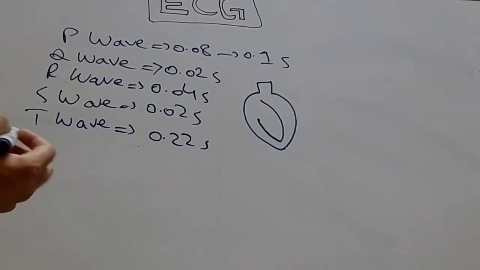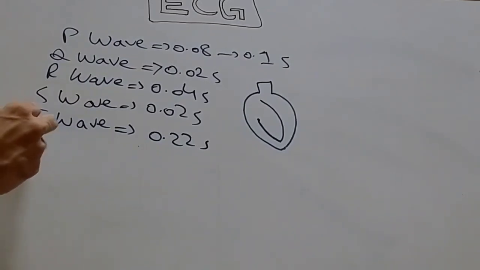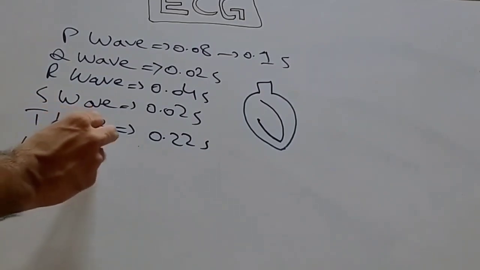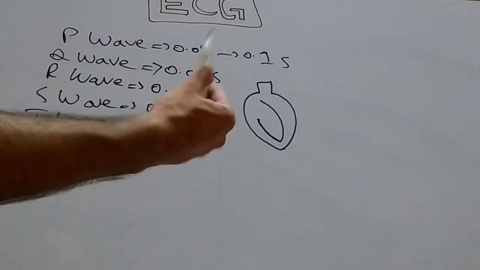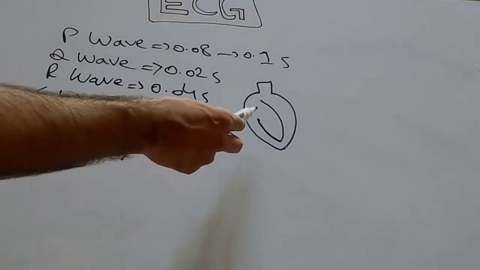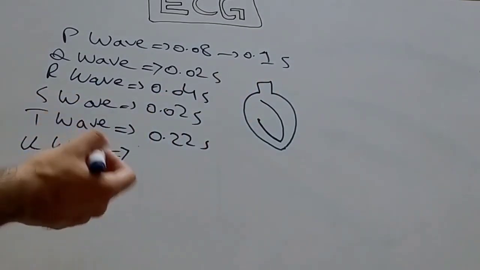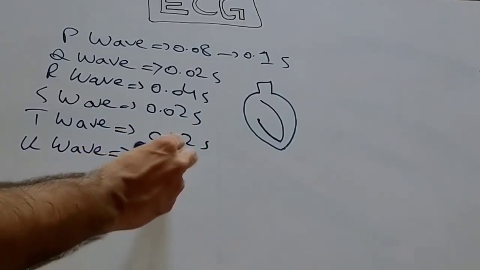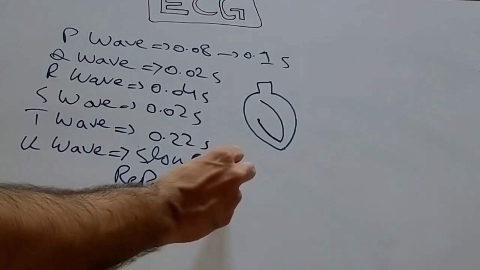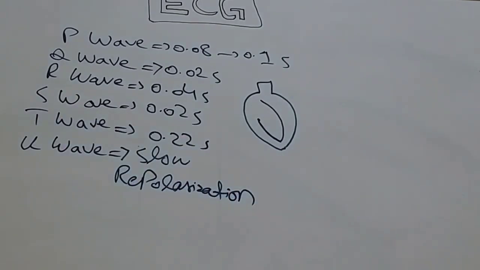What happens that sometimes due to abnormality, U wave also appears after the T wave. So why this U wave appears? This U wave appears because of the slow repolarization of the Purkinje fibers. In the case of abnormality, slow repolarization occurs of the Purkinje fibers. So this U wave appears. So this occurs due to the slow repolarization of the Purkinje fibers.